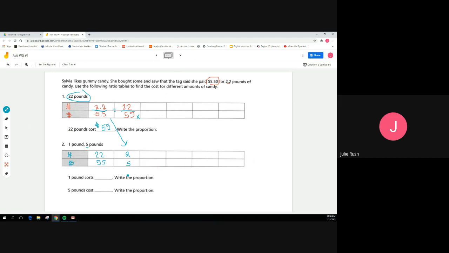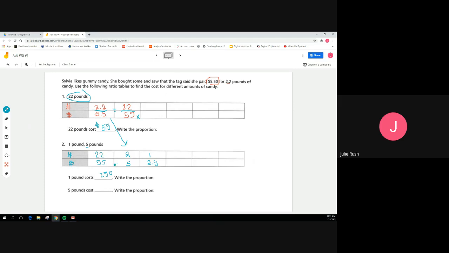So I'm at 2 and 5. I have to get to 1 pound. So you know what? I'm just going to cut this in half. That gives me 1 pound. Half of 5 is 2.5, and that's a benchmark that you need to know. So 1 pound costs $2.50.